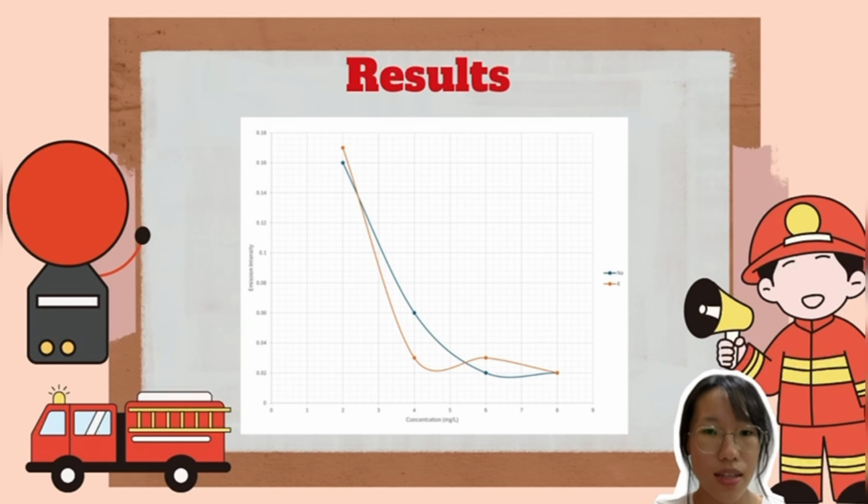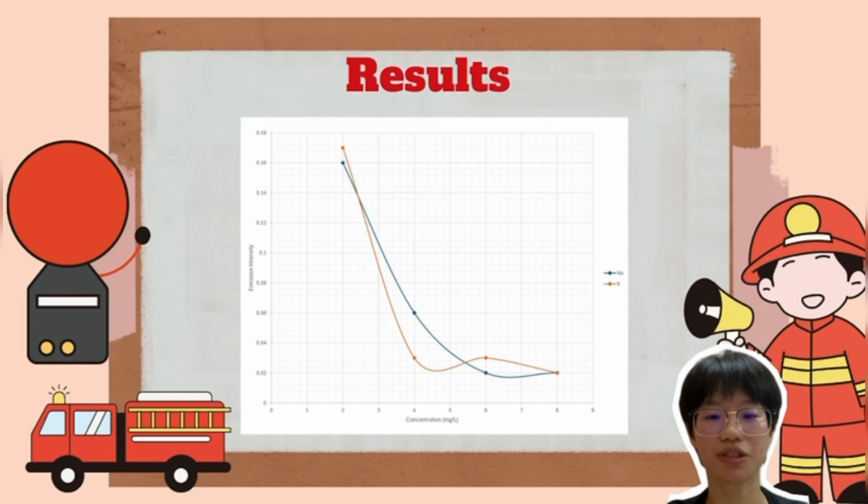The graph illustrates the relationship between concentration and emission intensity for sodium and potassium measured using a flame photometer. As the concentration increases, the emission intensity for both elements decreases, showing a nonlinear and inverse relationship rather than a direct proportionality. At lower concentration, around 2 mg per liter, both sodium and potassium exhibit a high emission intensity, with potassium showing a slightly higher intensity than sodium.